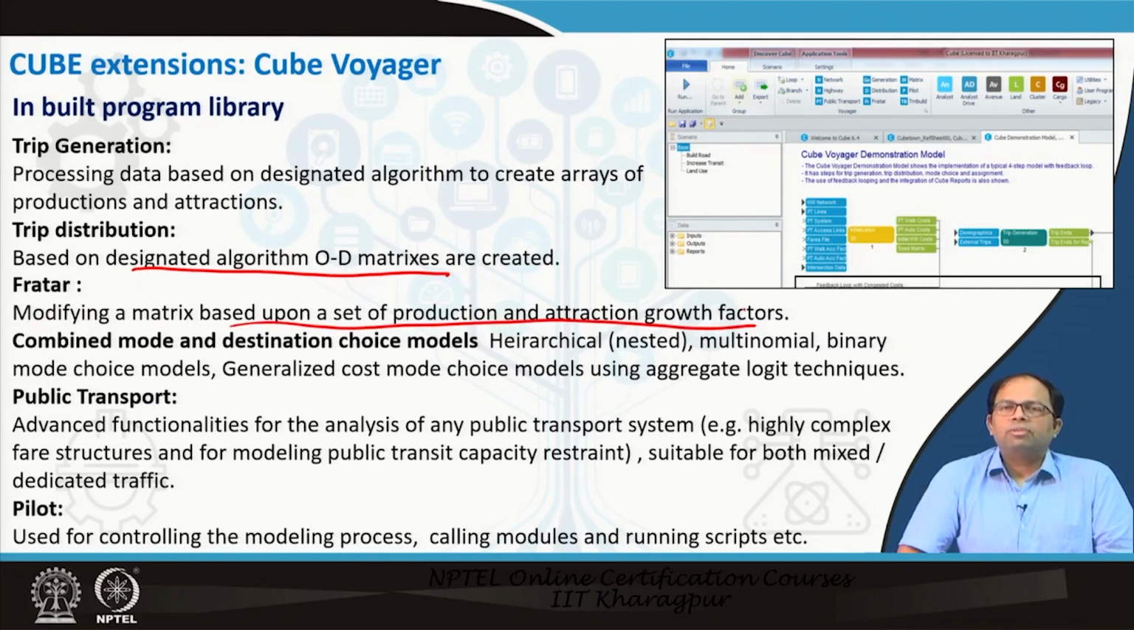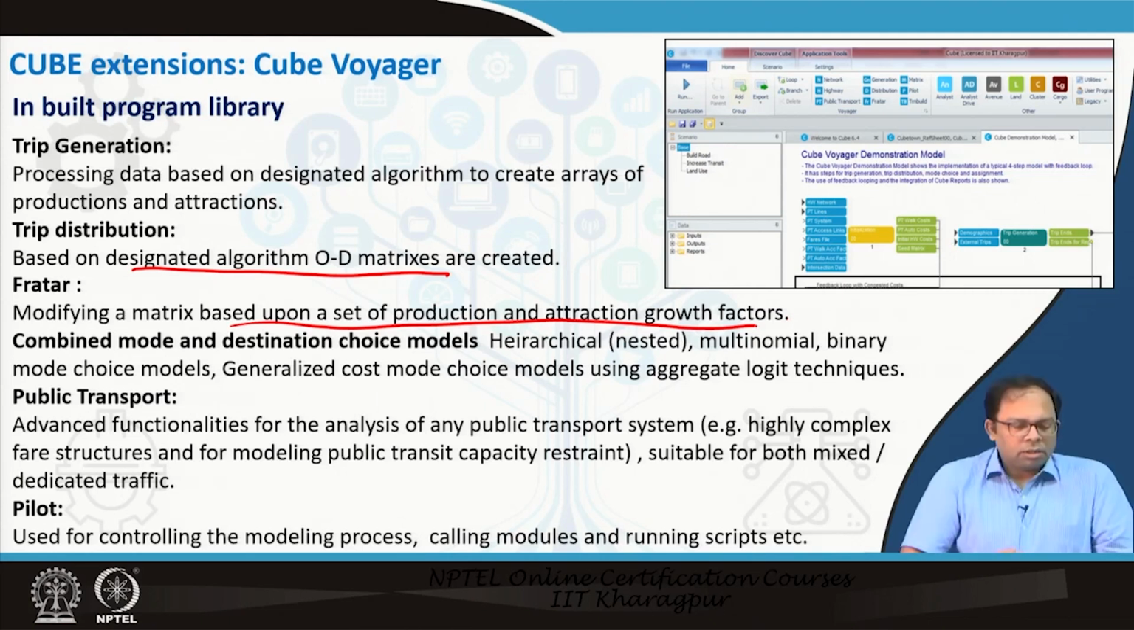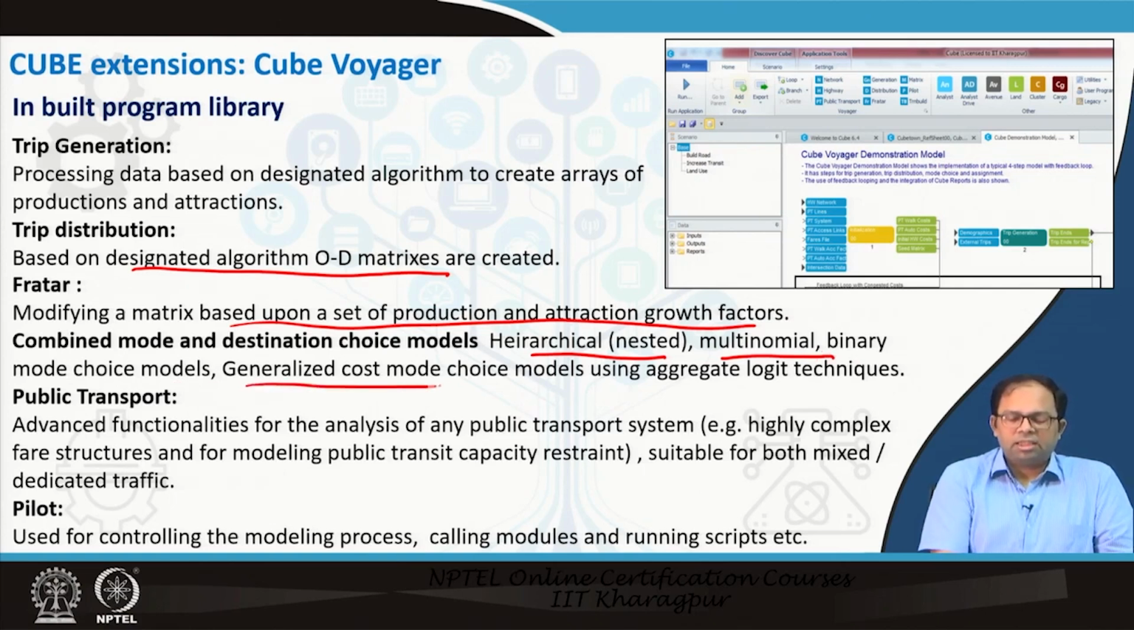In trip distribution, we have explained the formula for the Fratar model, where we have shown that there is a factor from production, then there is a factor from attraction, and then we have to model it iteratively, and that helps us to develop this kind of OD matrices. Then we can also have combined mode and destination choice models, where we have hierarchical nested multinomial binary mode choice models. There could be generalized cost mode choice models using aggregate logit techniques as well. So there are different capabilities in the system.